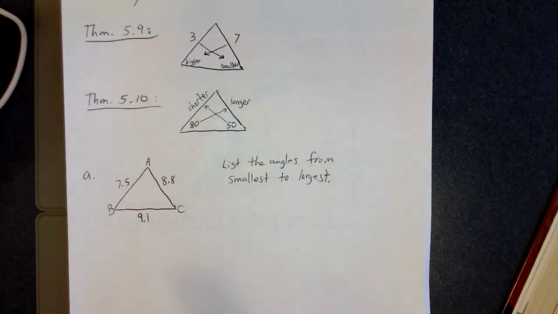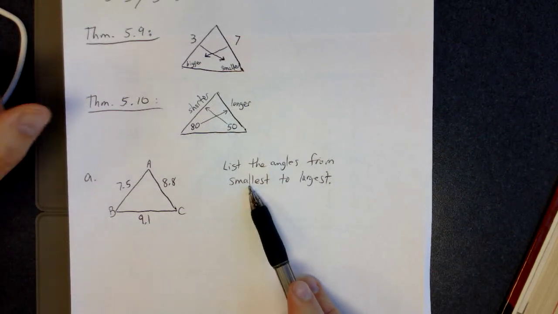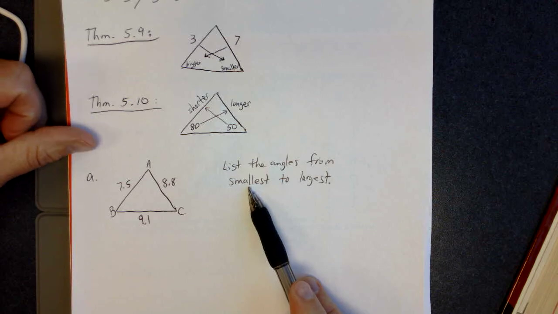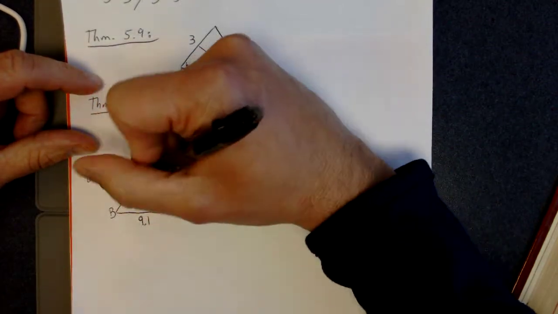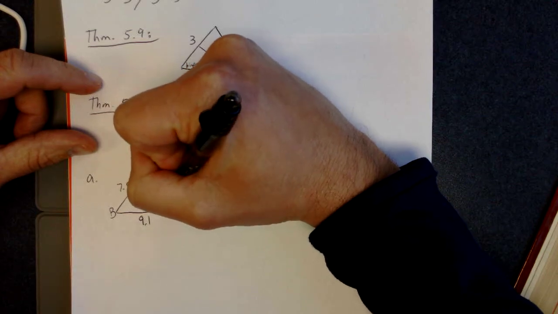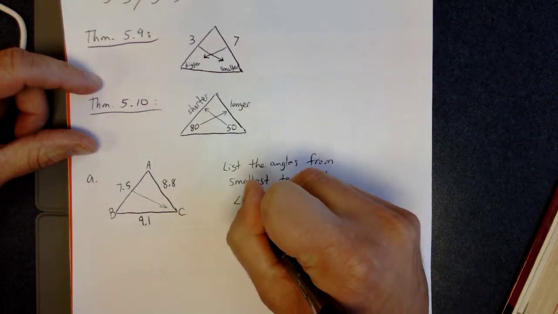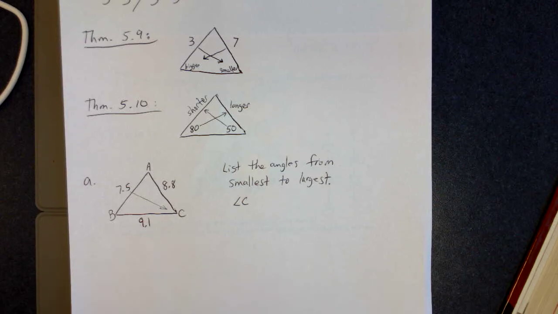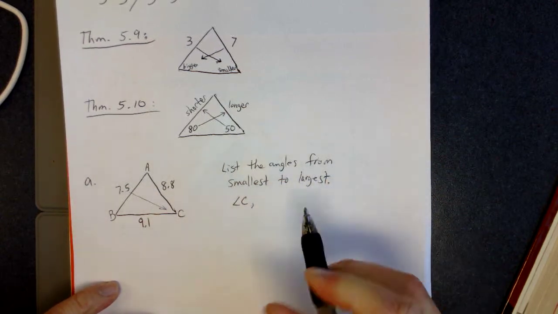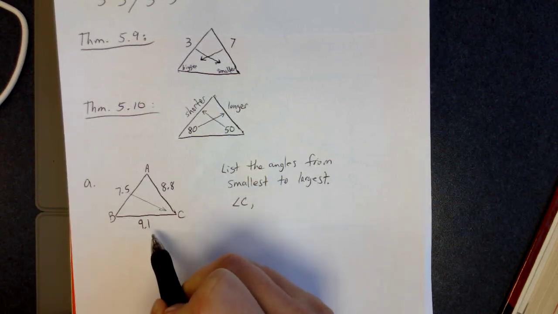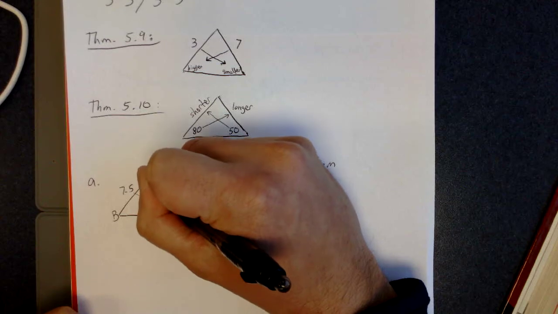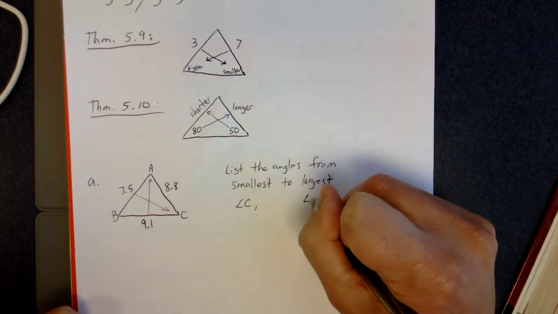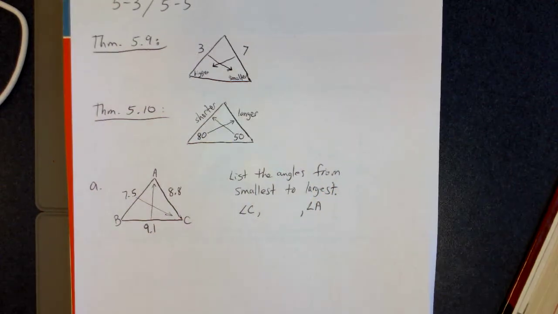So taking a look at our picture, we'll start with the smallest. The smallest angle is going to be across from the shortest side. Shortest side on your triangle here is 7.5. If we follow across from there, you've got angle C. Angle C is going to be the smallest angle in that triangle. We're going to work our way up to the largest, so let's do the largest next. The largest angle is going to be across from the longest side. Longest side in this triangle is 9.1. If you go across from there, you have angle A. That's going to be the largest angle in the triangle.